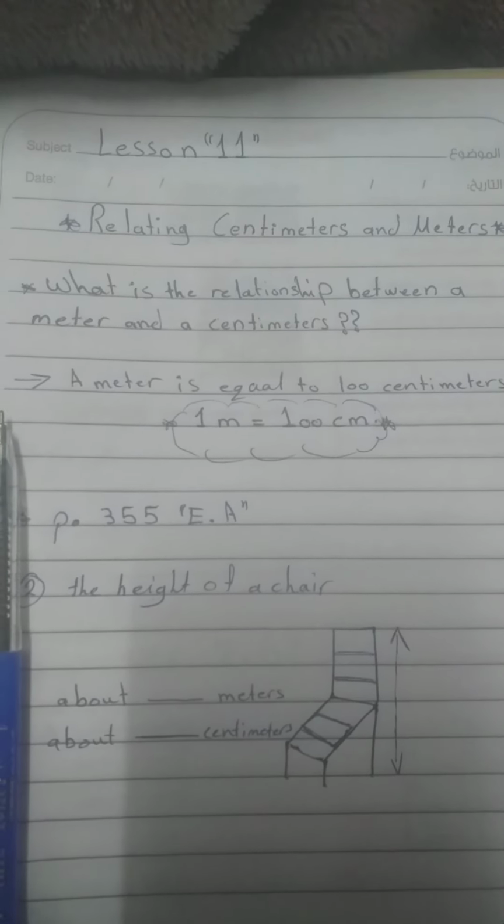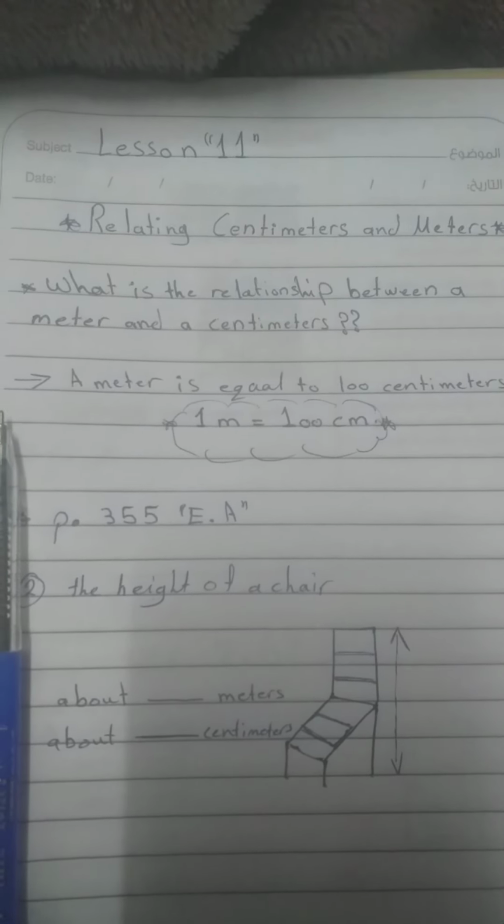Okay? Now, in order to make it clear for you, go with me to page 355 to do exercise A. Exercise A: find each object and measure in meters and centimeters. So we have firstly to measure it by meters, then by centimeters. As we know, 1 meter equals 100 centimeters. You have to remember it all the time. Okay, number 1 from exercise A is done for you. So go with me to number 2.